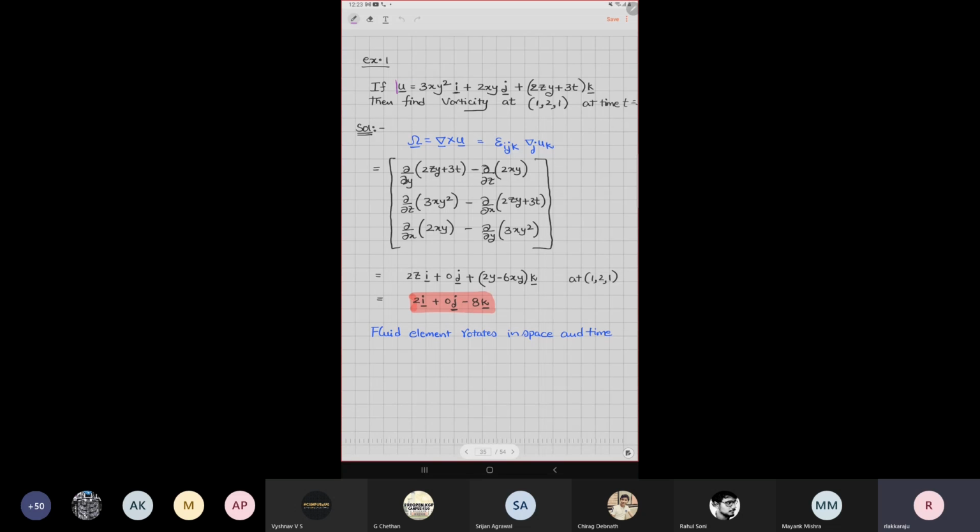Your velocity field, when you are doing an experiment, you have figured it out: 3xy² i plus 2xy j plus (2zy plus 3t) k. And I would like to know the vorticity at the space point (1, 2, 1). That means you have something like x coordinate, y coordinate, z coordinate.